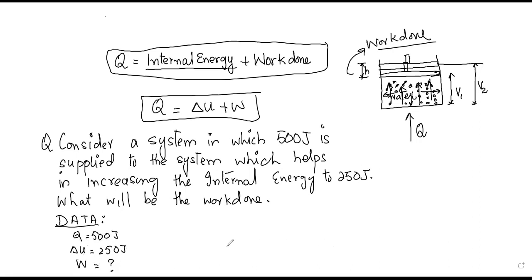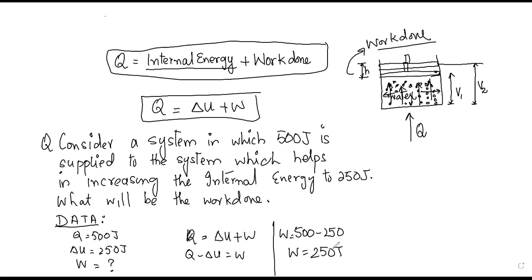For work done, the formula is Q equals delta U plus W, so Q minus delta U equals W. Here Q is 500 and this is minus 250. This will tell us the work done. So the work done is 250 joules.